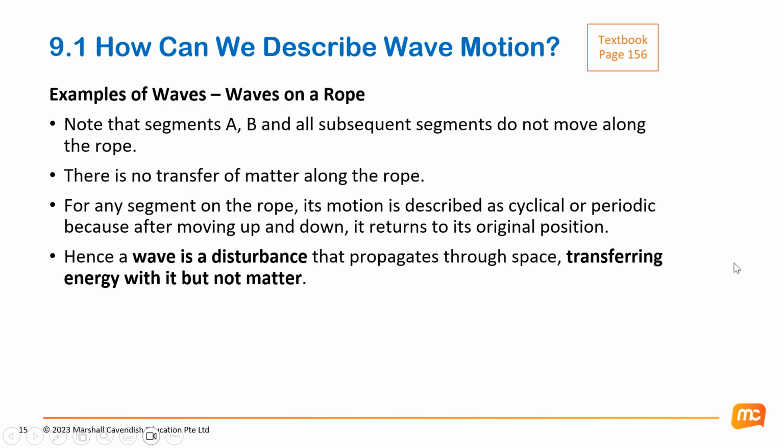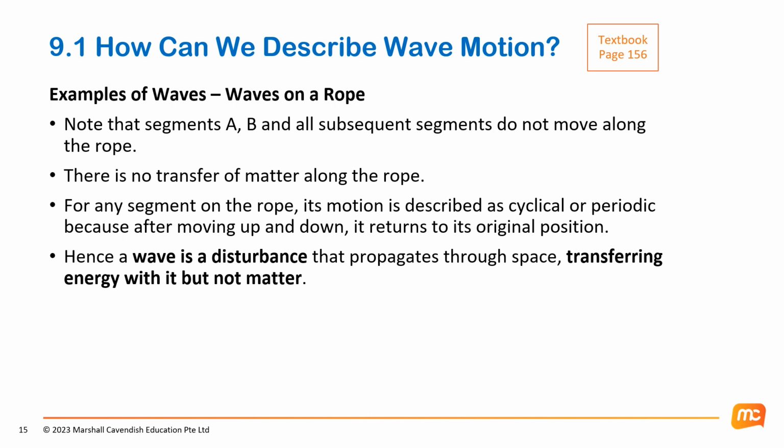So, like I said earlier, the segments A and B, as well as all the subsequent segments, do not move along the rope. There is no transfer of matter. And for any given segment of the rope, or for any given person participating in the Kallang wave, the motion can be described as periodic or cyclical because it repeats.